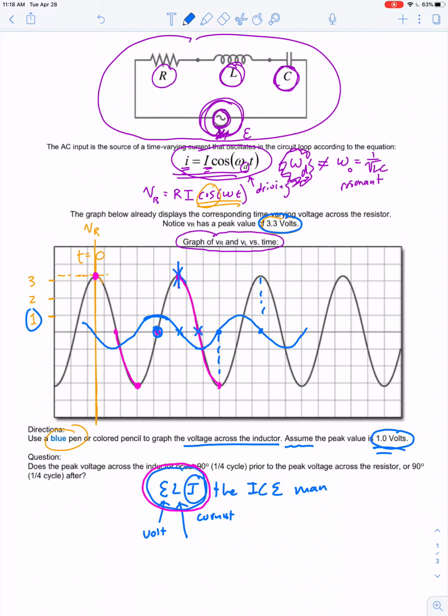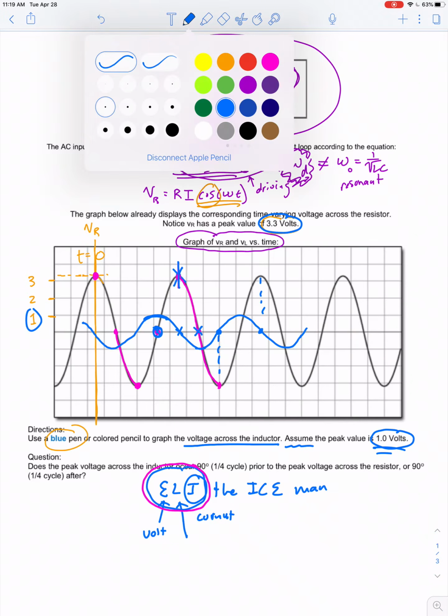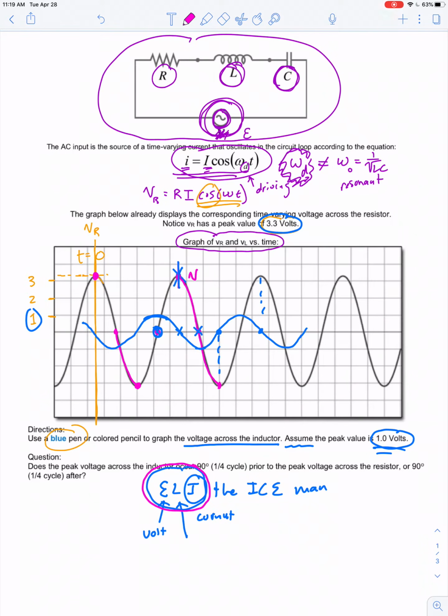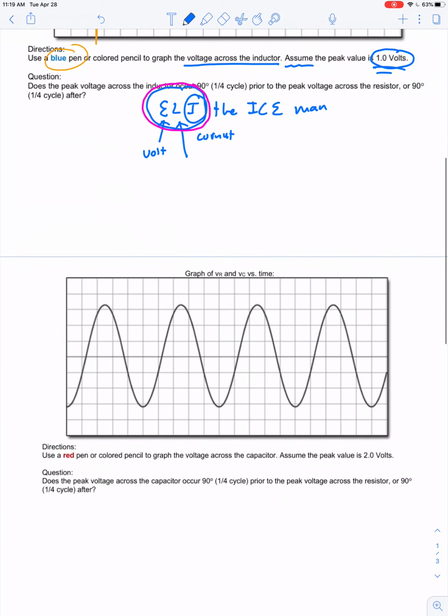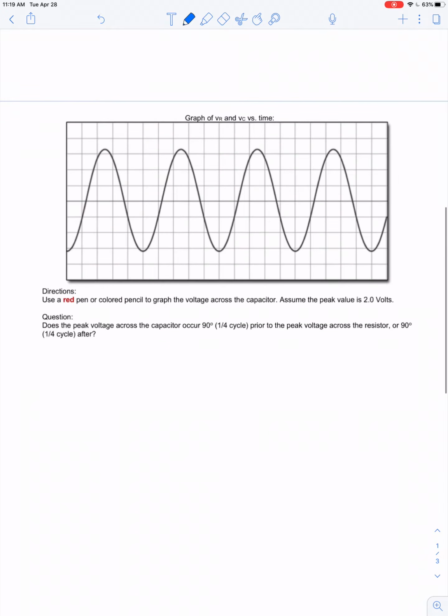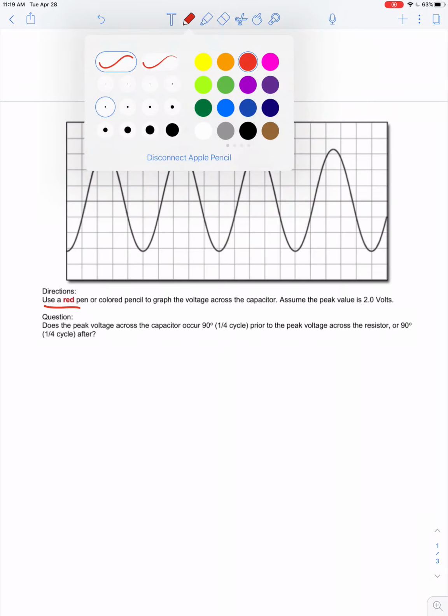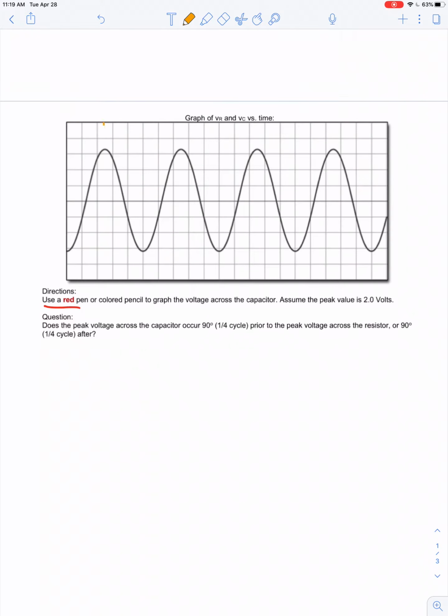So there we go. This kind of looks like a graph of negative sine, right? So there we have it. One graph shows the voltage across the resistor, and the other one we've drawn in blue is the voltage across the inductor. Switching over to red, use a red pen to draw in the voltage across the capacitor. So let's put our time axis in once again. That orange line represents our origin in time, t equals 0.